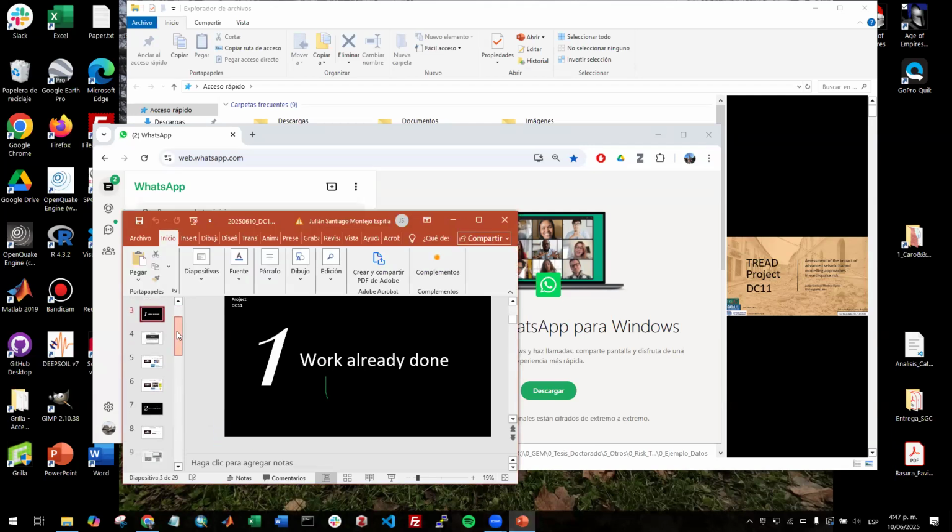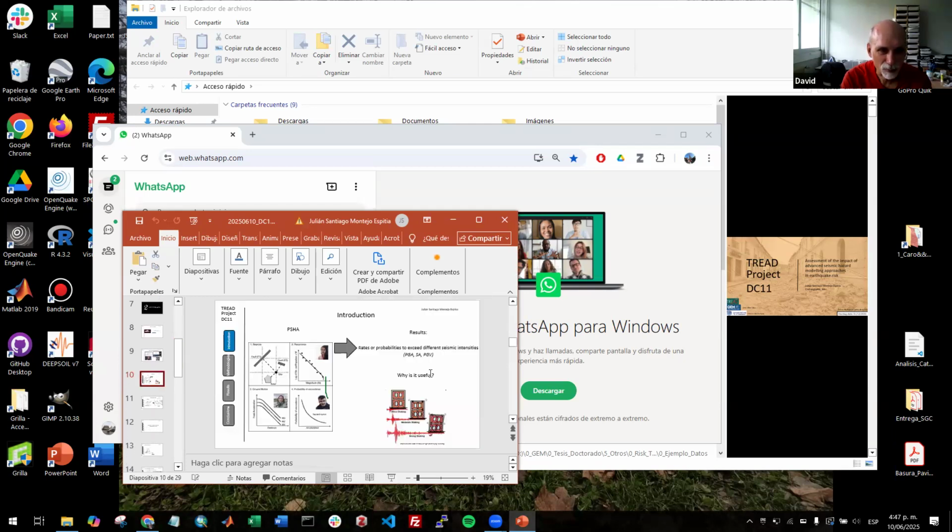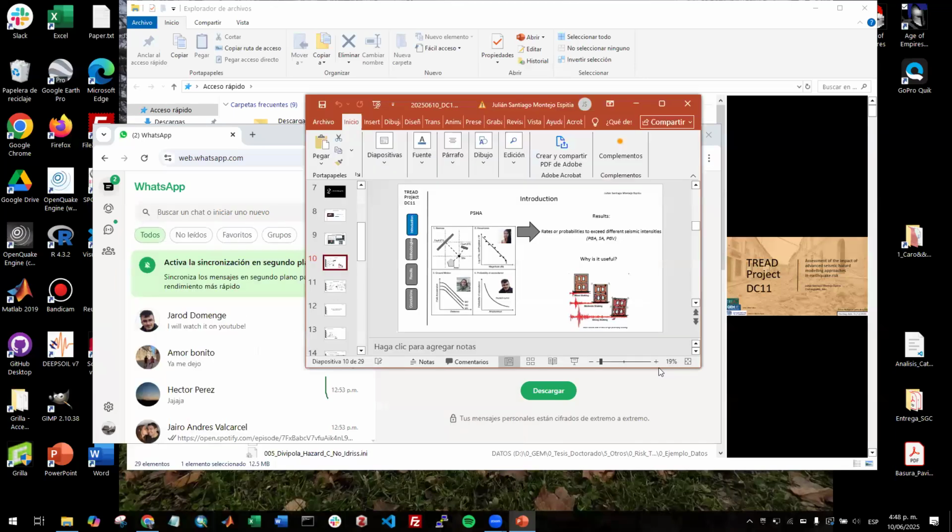Can you repeat the question, please? At some stage you mentioned that you were playing with the Gutenberg and the ground motion models and so on, like other people do in the TRADE program. Have you been working actually with them?